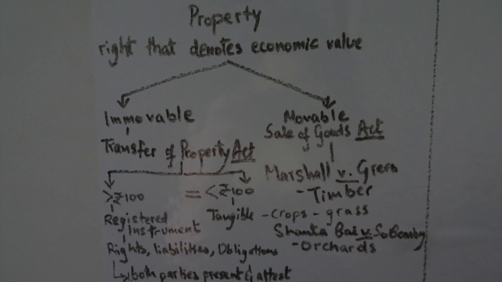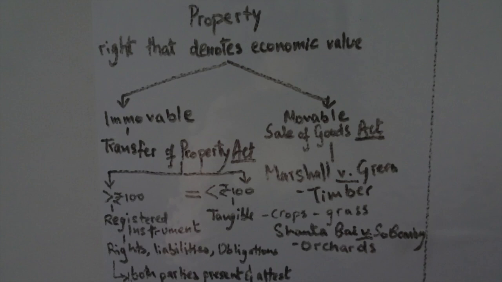Now, coming down to immovable property, it's governed by the Transfer of Property Act. The term property is not defined in this act. However, we can say that any right that denotes an economic value is a property. Any property that is equal to or less than 100 rupees is tangible, and no registered instrument is required for its transfer. However, if the property is more than rupees 100, then it requires a registered instrument for its transfer.